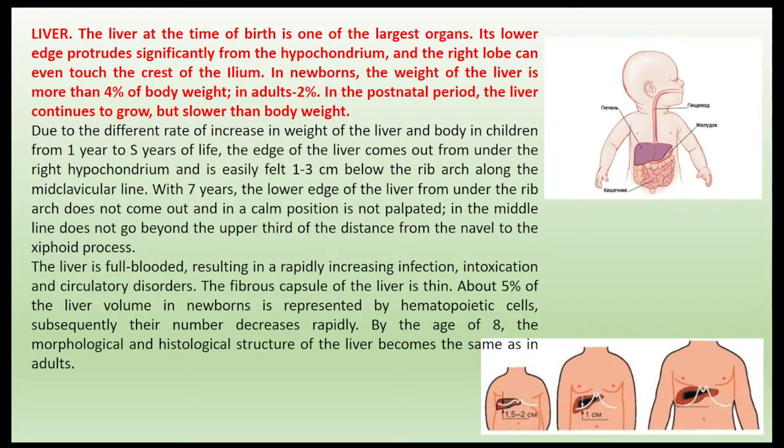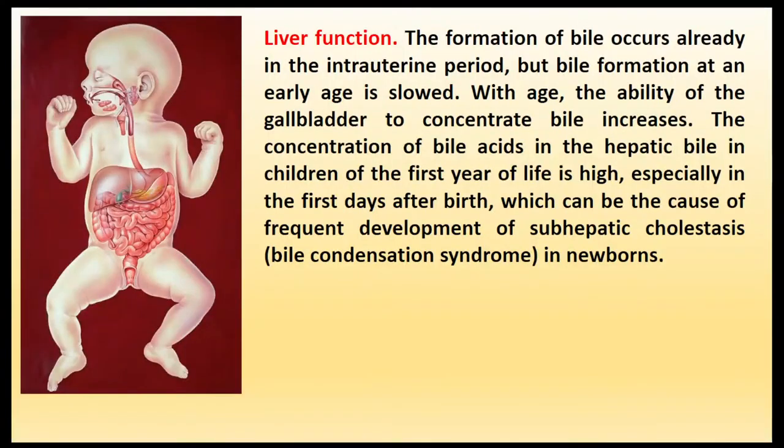By the age of 8 years old, the morphological and histological structure of the liver becomes the same as in an adult. The formation of bile occurs already in the uterine period, but bile formation in early age is slowed. With age, the ability of the gallbladder to concentrate bile increases.